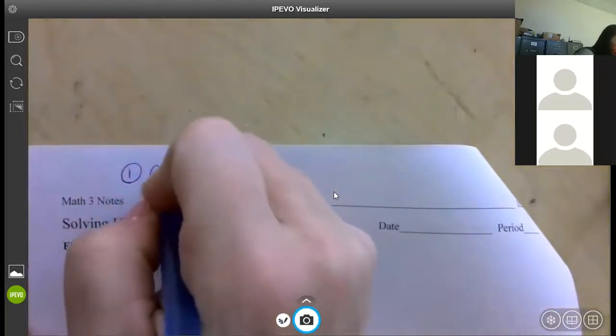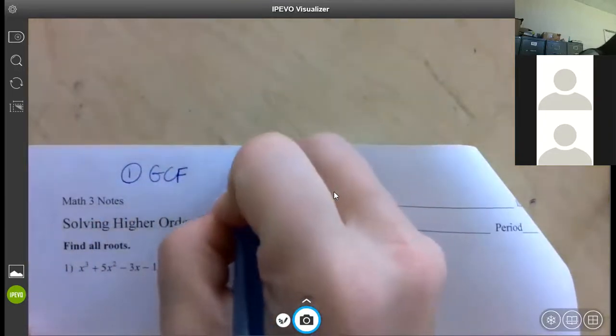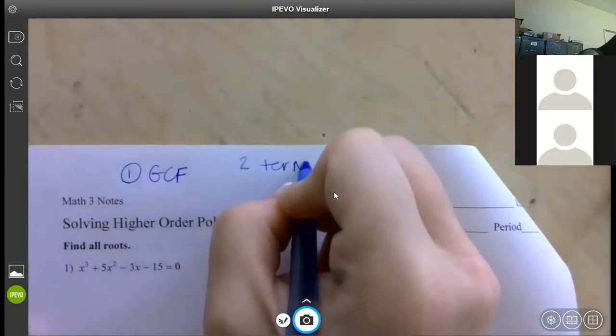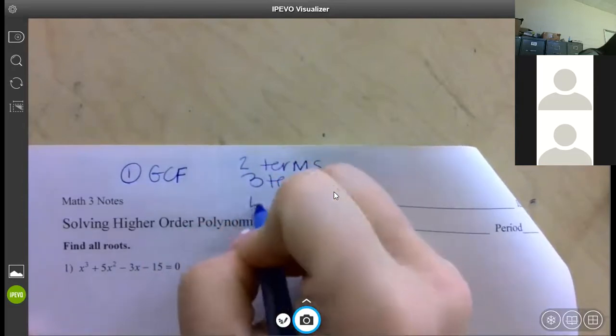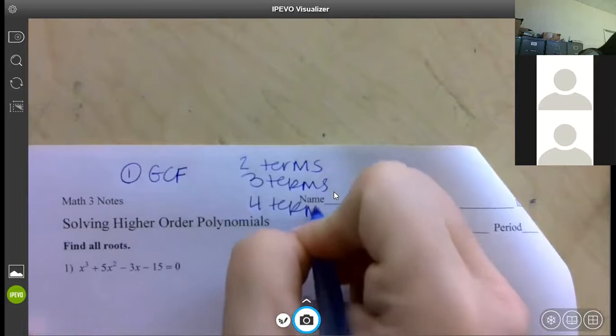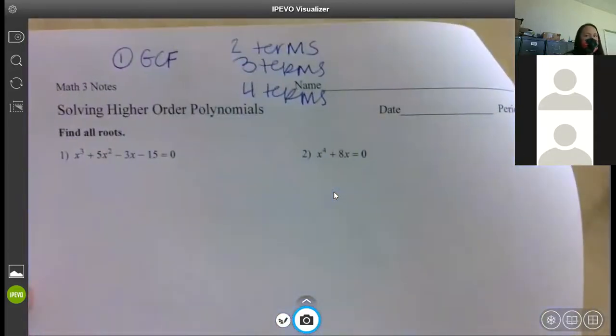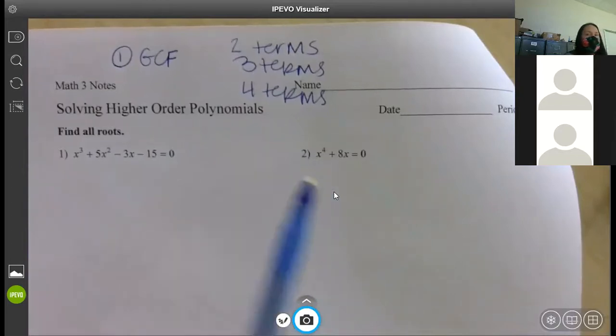We're going to start, remember the first thing we want to do is GCF. Then we either have 2 terms, 3 terms, or 4 terms. And that's already written on your other one, so I'm not going to make you rewrite it again. I'm just reminding you. So I'm going to start with the 2 terms for just a minute. So I'm going to start with number 2 because they seem like they look a little easier.